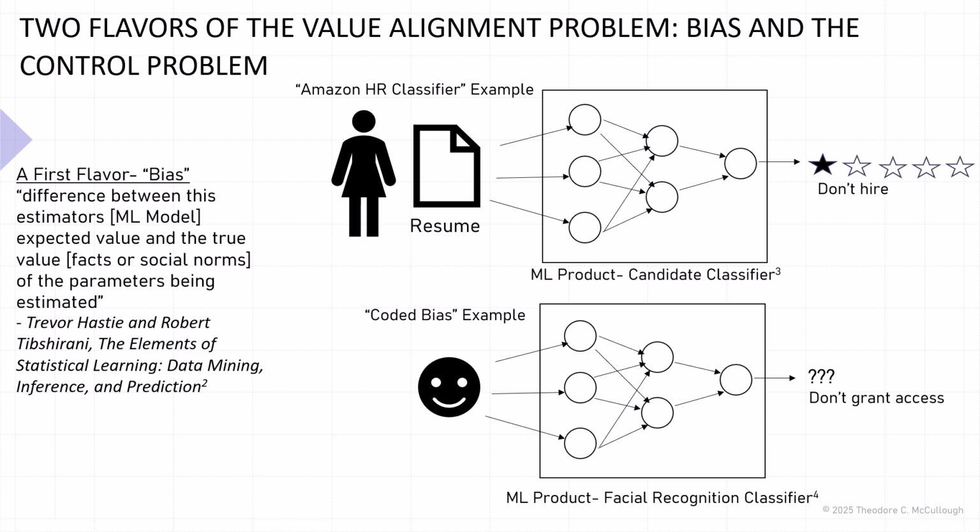A second canonical example of bias is what I'll call the coded bias example. There's a Netflix documentary about this example. In this example, a classifier was created to conduct facial recognition. To train this model, images of light-skinned persons and their faces were passed into the model to train it. The problem is that when dark-skinned individuals were passed to this classifier, they were deemed not worthy to be granted access, or otherwise the facial recognition model rejected them.